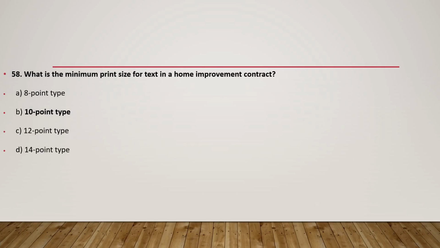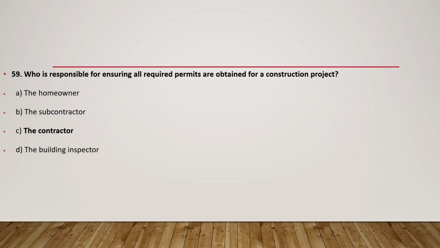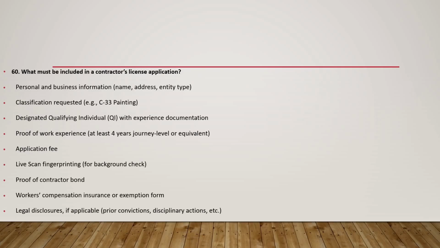58. What is the minimum print size for text in a home improvement contract? B. 10-point type. 59. Who is responsible for ensuring all required permits are obtained for a construction project? C. The contractor. 60. What must be included in a contractor's license application?